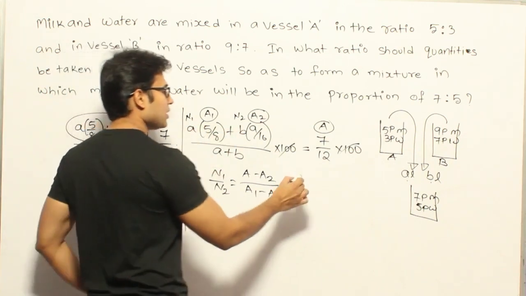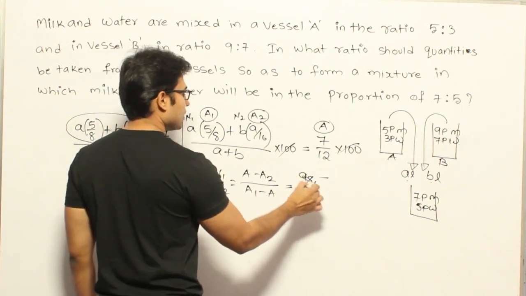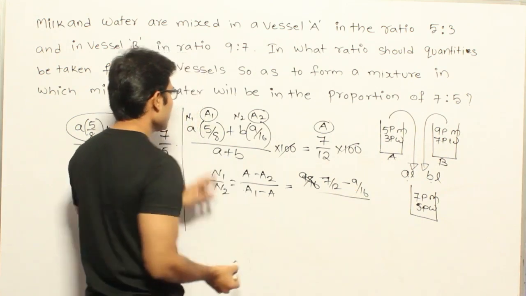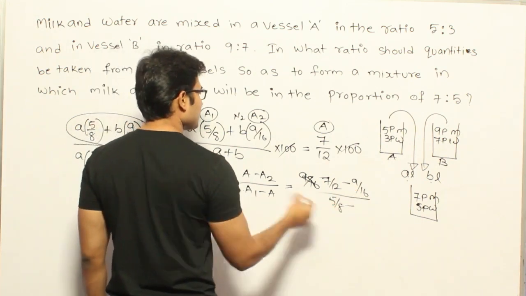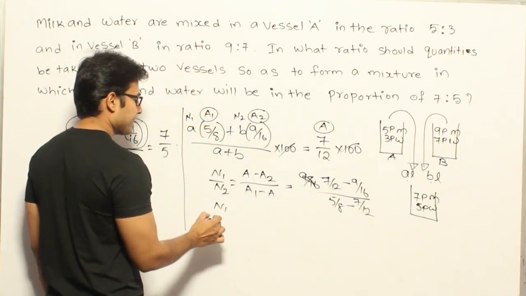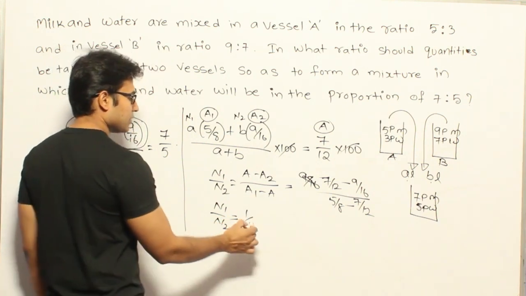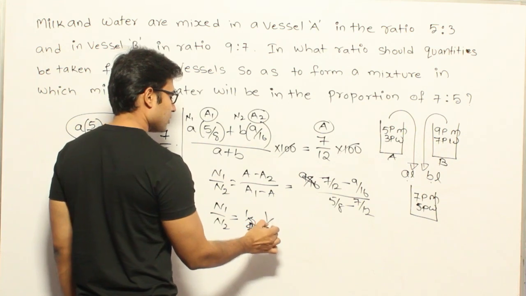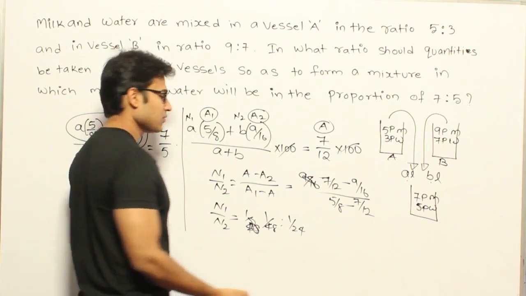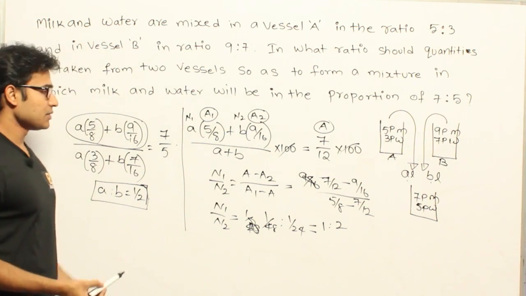Now what is A2? A2 is 9 by 16. A is 7 by 12, right? So 7 by 12 minus 9 by 16, divided by A1, which is 5 by 8, minus A, which is 7 by 12. If you compute it, you are going to get N1 by N2 equal to 1 is to 2, right? So you are going to get something as 1 by 48 is to 1 by 24. This is going to be 1 by 48, this is going to be 1 by 24. Now you are going to get it as 1 is to 2. Okay, that is one way of solving it.